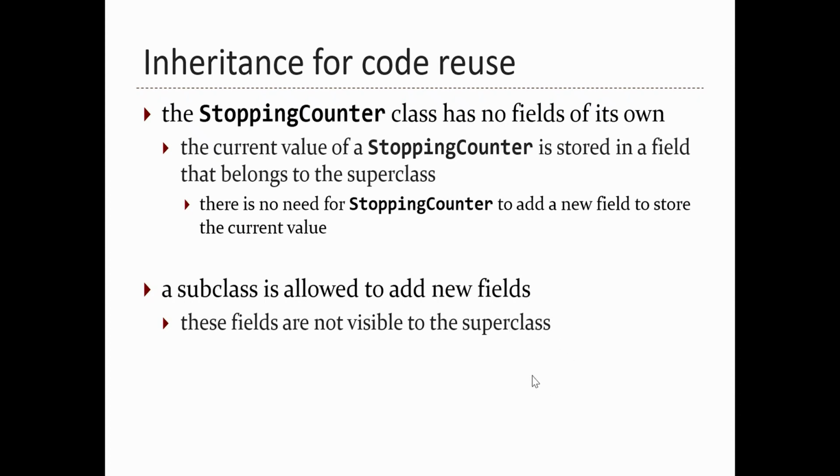Now, here's the interesting part. The subclass can see the public and protected fields of the superclass. The opposite is not true. The superclass can't see any fields in the subclass. So inheritance is a one-way relationship. The superclass knows nothing about its subclasses, and that means it can't access the fields in the subclasses either.